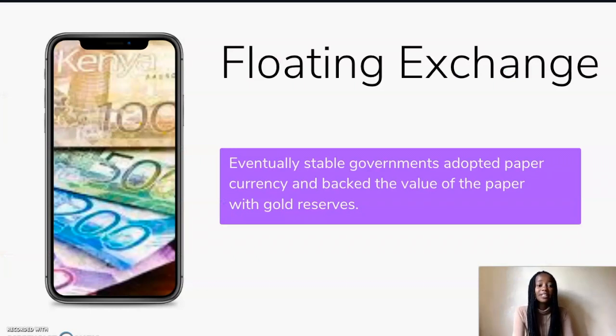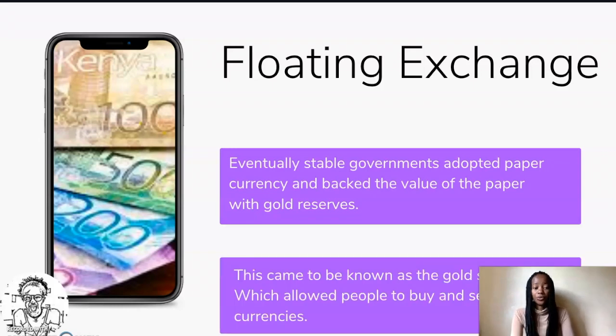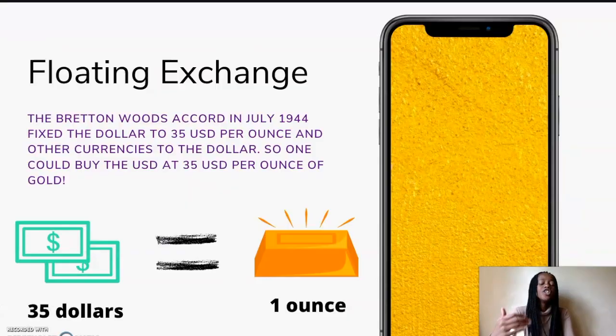Eventually, stable governments adopted paper currency and backed the value of the paper with gold reserves. This came to be known as the gold standard. In July 1944, we had the Bretton Woods Accord, and this accord fixed the dollar to 35 USD per ounce of gold. That meant that for every $35, you had 1 ounce of gold. And this is what we were talking about in the previous slides, a situation in which a country was backing the value of their paper money with the amount of gold reserves that they had.